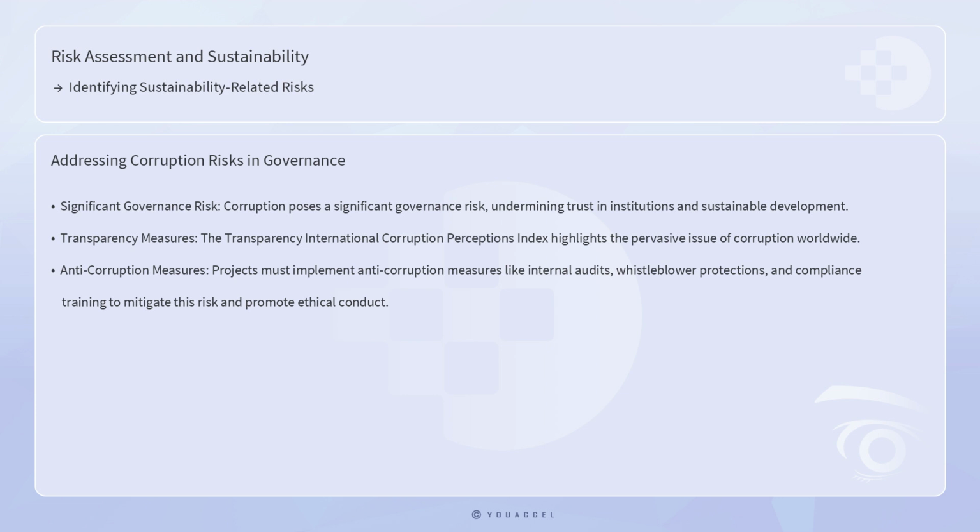The Transparency International Corruption Perceptions Index indicates that corruption remains a pervasive issue worldwide, undermining trust in institutions and impeding sustainable development. Projects must implement anti-corruption measures, such as internal audits, whistleblower protections, and compliance training, to mitigate this risk and promote ethical conduct.